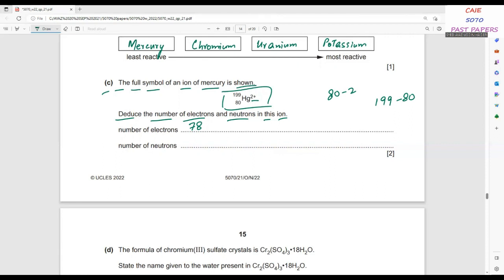I'll do the calculation. 199 minus 80, 119.